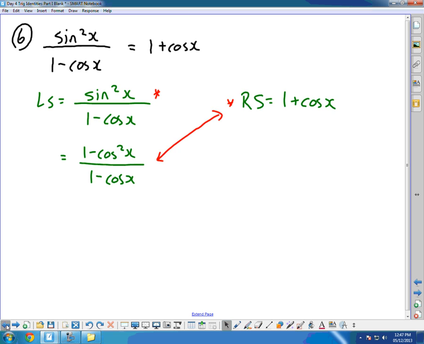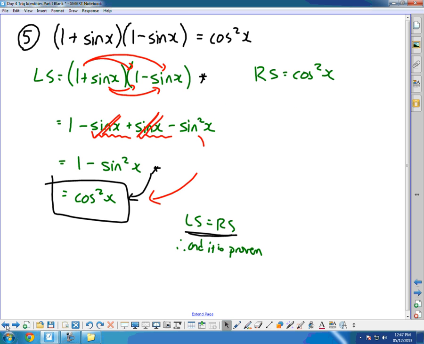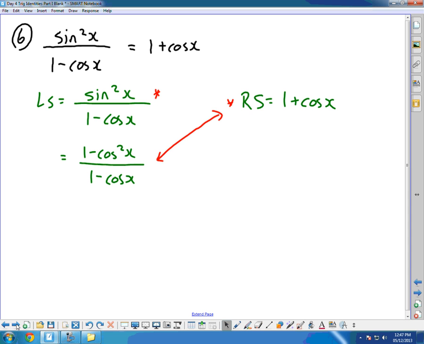If I think back to the last question, I used some algebra rule of rainbow. What's the opposite of rainbow? Factoring. So could I factor this? This is actually difference of squares. I've got a perfect square in 1 and a perfect square in cos squared. So this goes backwards and factors into 1 plus cos, 1 minus cos.